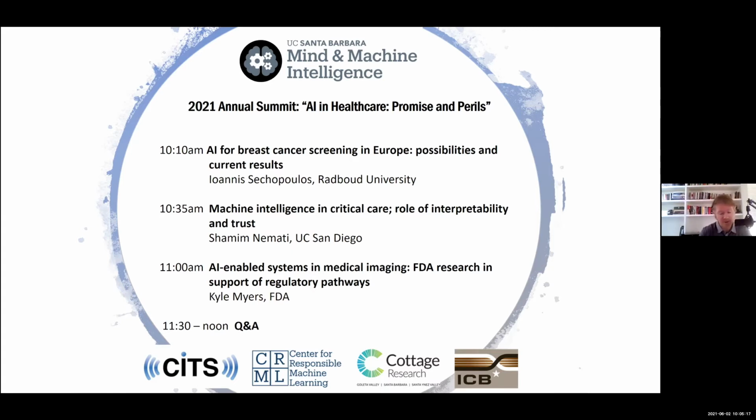Now, for those of you not familiar with breast screening, why is the word Europe mentioned there? It is because different countries have come through history with very different solutions to breast screening. So we're going to get an update of the solutions that are being thought of for Europe.